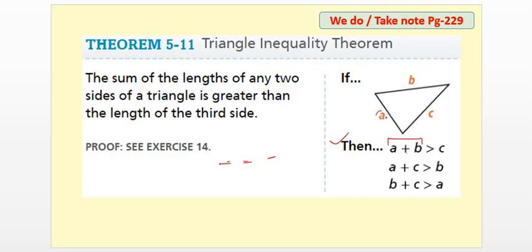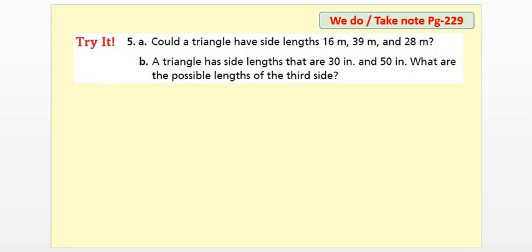For example, here if you add A and B, the sum of A and B should be greater than C. If you add A and C, the sum has to be more than B. And if you add B and C, the sum has to be greater than the third side A. Is that clear? How can we use this theorem in the problems? Let's see. In the first problem they are saying, could a triangle have side lengths 16 meters, 39 meters, or 28 meters? How can we check this?